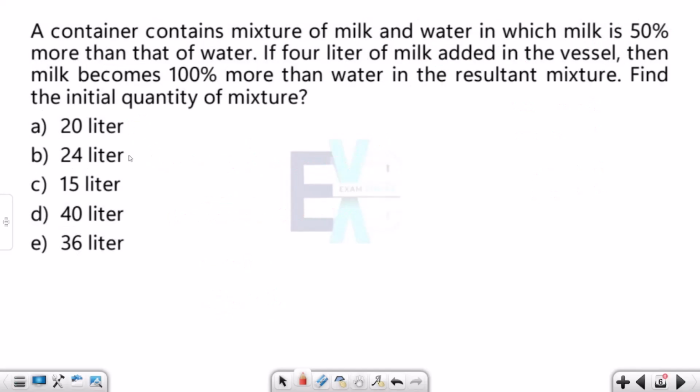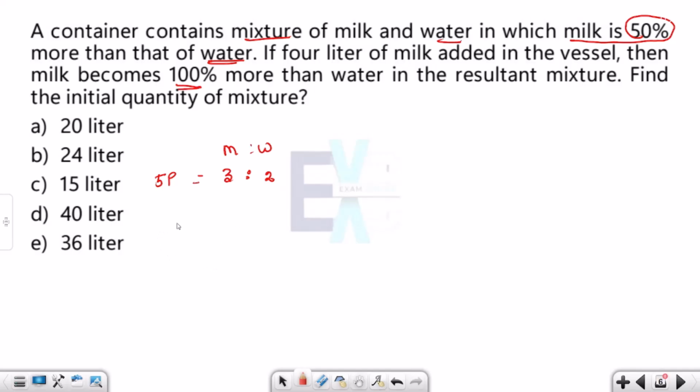Okay, next one. A container contains a mixture of milk and water in which milk is 50 percentage more than that of water. So here the milk is 50% more than the water, that is, the ratio of milk and water will be 3 is to 2. Okay, so total how many parts? Total 5 parts.